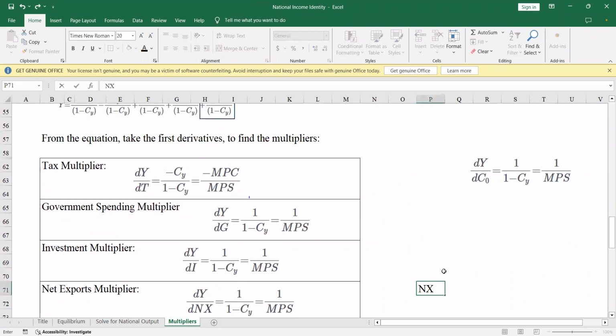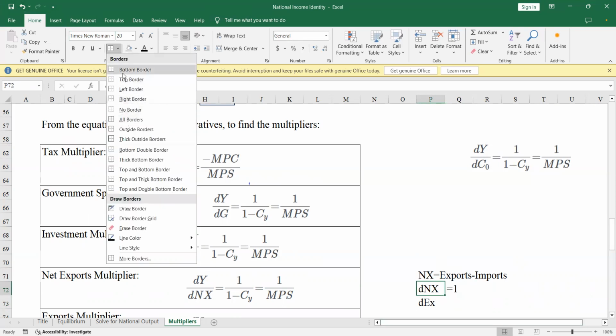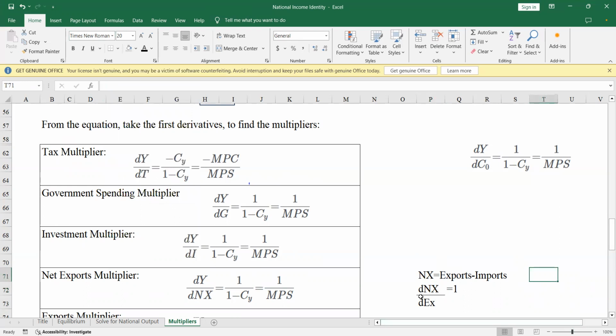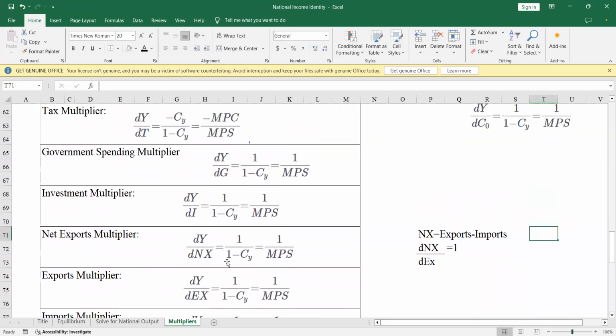Now, net exports is actually equal to exports minus imports. So if I want to find the change in net exports divided by the change in exports, this is equal to 1. So if my net exports are increasing and I want to focus on only the exports, there will be the same relationship. So the exports multiplier is the same as the net exports multiplier, which is 1 over MPS.